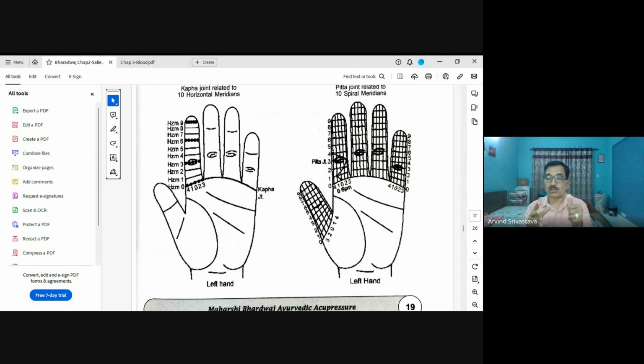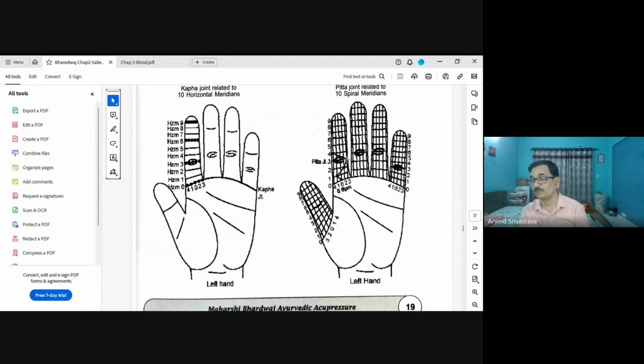Now there is a combination of a spiral horizontal meridian and vertical meridian. We will come to know why this was created. The theory of this one is that it goes from 0 to 1. That means where the horizontal meridian and vertical meridian meet, that is the number. Suppose one horizontal meridian and one vertical meridian, where they meet, it is point 1. Where the second horizontal meridian and second vertical meridian meet, that is the second point.